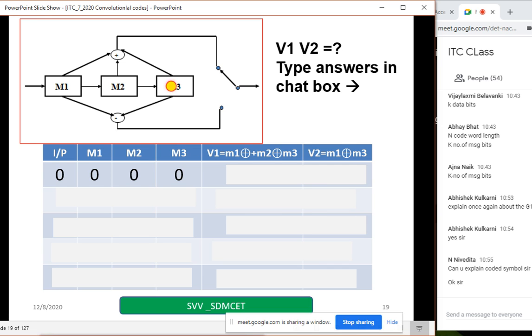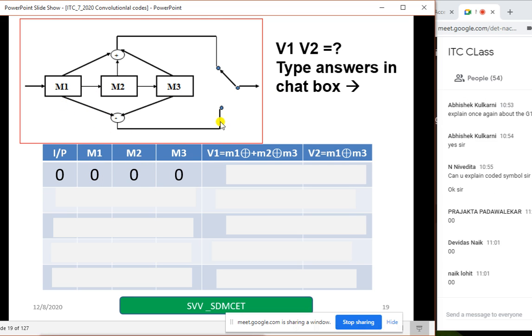I want you people to type V1, V2 in the chat box. What you will get? 0 0 0. All these 3 are 0. Using mod 2 adder I am adding all the 3. I am adding first and last. What will the output?